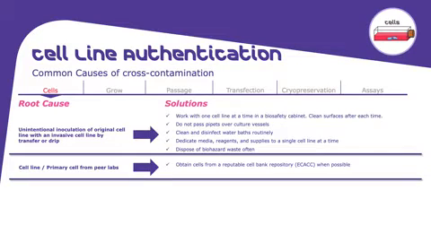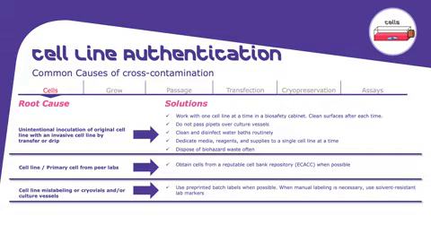But if it's not possible, if you really want to use your collaborators, please do authentication before you do the experiments. The mislabeling of the cryovials or even the culture vessels can also lead to misidentification and cross-contamination. Make sure that all your vials and all your cell culture labware are properly marked, and as I mentioned previously, use dedicated media and reagents as well, so you don't have any chance of cross-contaminating between different cell lines.